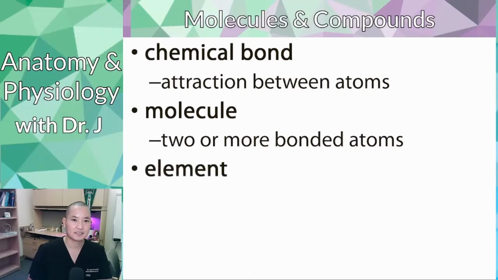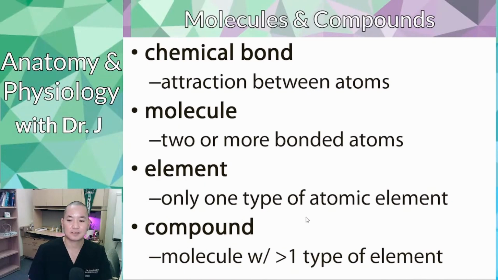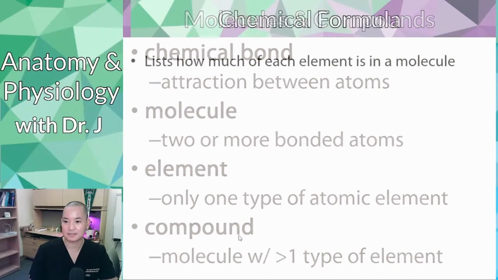Now an element, so atomic elements refer to the number of protons. If all the atoms in a molecule have only one type of atomic element, it's still an element. Now a compound, this is when you have any sort of mix, at least two different atoms bonded together. This is a molecule with more than one type of element. It doesn't matter if it has 2, 3, 4, a dozen different atoms, different elements bound together. As long as it's not a pure element, it will be a compound, at least for a molecule.